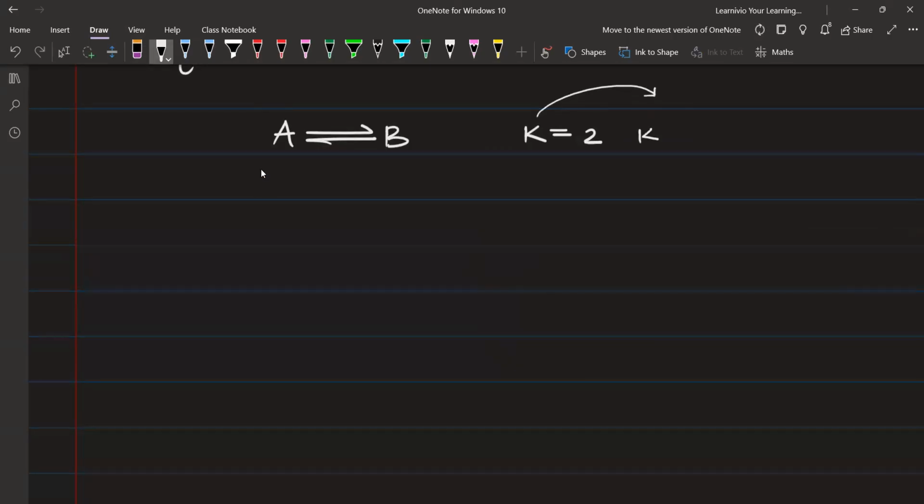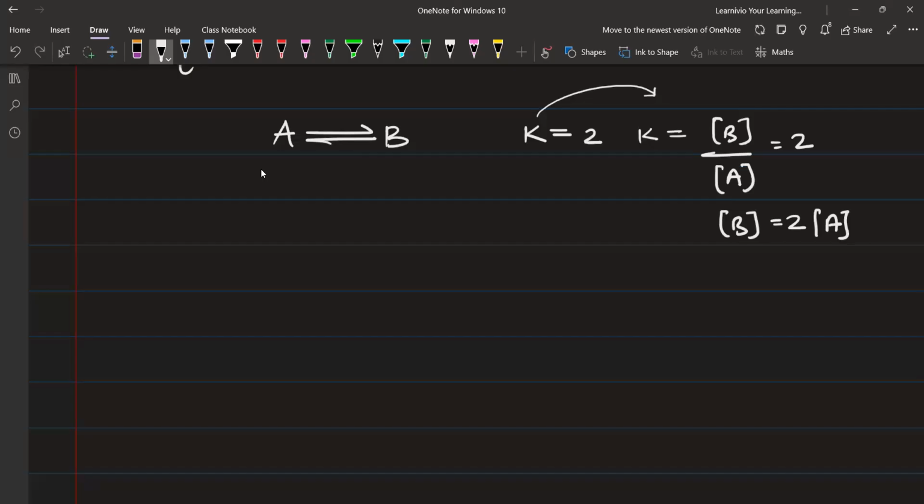What I can write: K is equal to the concentration of product. What is the product? B. Concentration of B divided by concentration of A, right? Yes, sir. This is equal to 2. So the concentration of B should be equal to 2 times the concentration of A at equilibrium. Make sense? Yes, sir. When the concentration of B is equal to twice the concentration of A, the reaction will stop. Make sense?